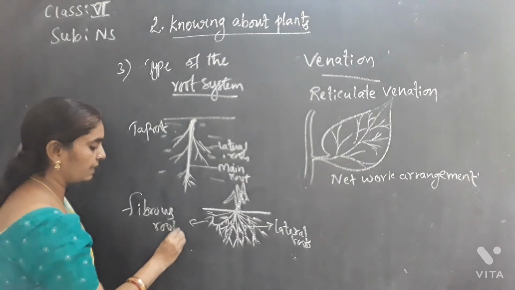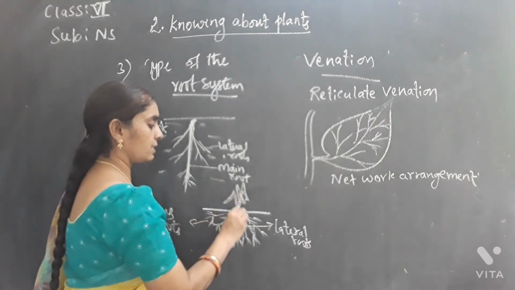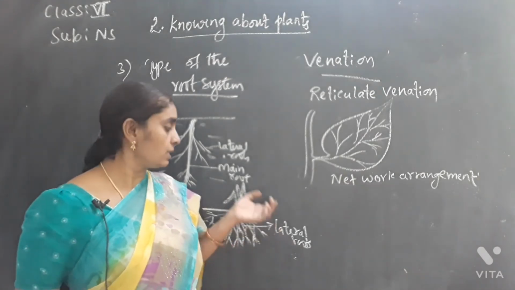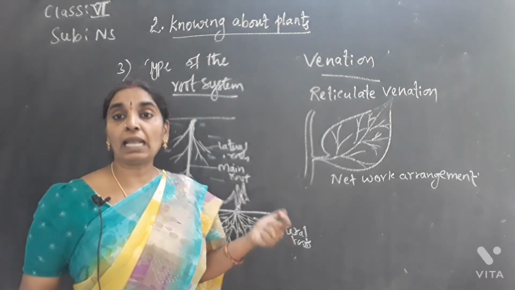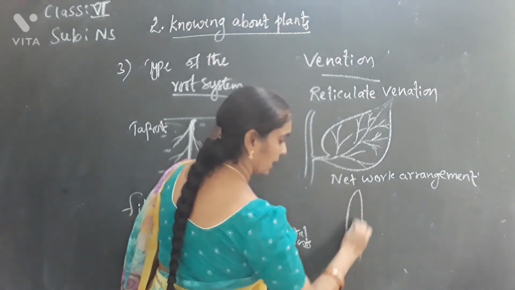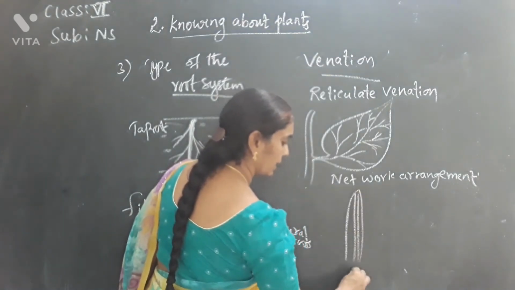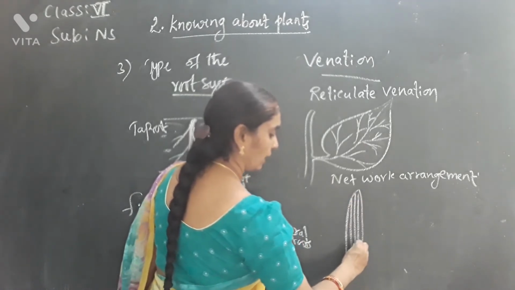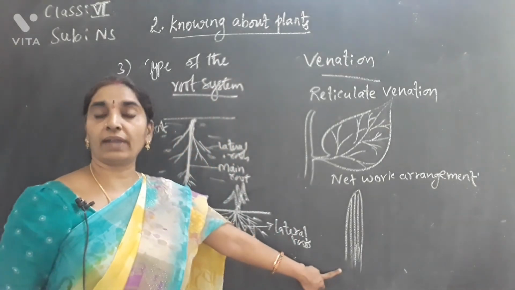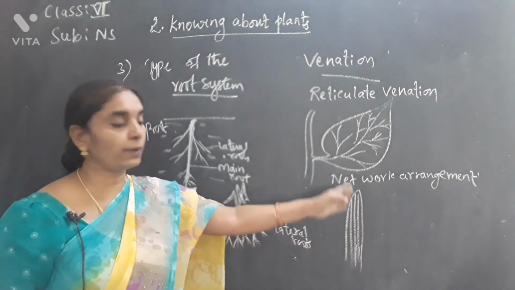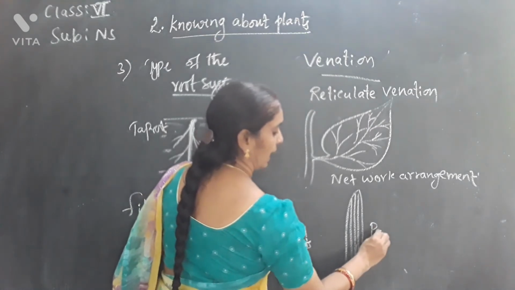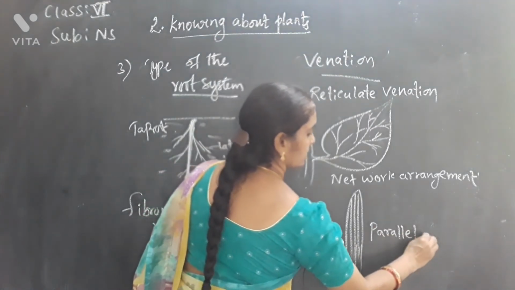These are fibrous roots. And in the plants with a fibrous root system, the veins of the leaves are parallelly arranged. So how are the veins arranged? If you can see, the arrangement is parallel like this. There is no network. This type of venation, in a grass leaf, you can see this arrangement of veins inside the leaf lamina. So this is a parallel arrangement of the veins.